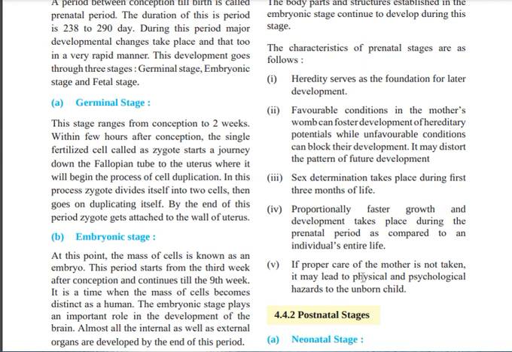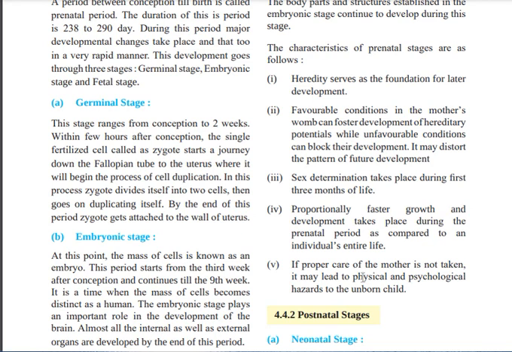So this stage, germinal stage, is all about the inside of the female. They are saying that first, when the conception starts, there is one cell, the zygote. So the zygote starts the journey. The zygote moves and goes down the fallopian tube, and then the process starts, and it is duplicating, the cells are increasing over there. And by the end of this period, which means 2 weeks, the zygote gets attached to the wall of the uterus.